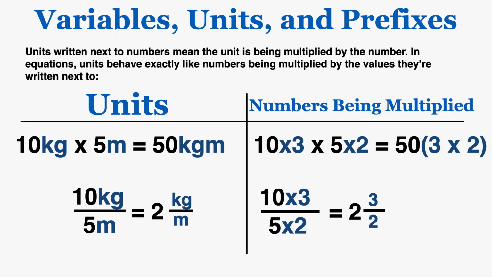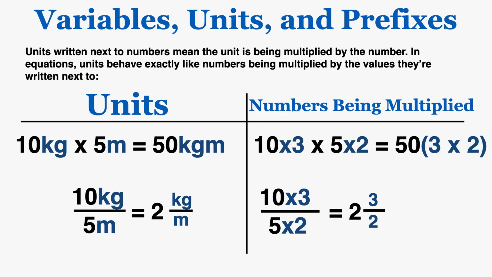Units written next to numbers mean the unit is being multiplied by the number. In equations, units behave exactly like numbers being multiplied by the value they're written next to. So as an example, if I multiply 10 kilograms times 5 meters, I get 50 kilogram meters. And that can only really be true if we consider the units to be multiplied by the numbers they're next to. So you can see on the right they behave just like numbers being multiplied, where if I have 10 times 3 times 5 times 2, that's equal to 50 times 3 times 2. So if you replace the units with regular numbers, the same operation works.